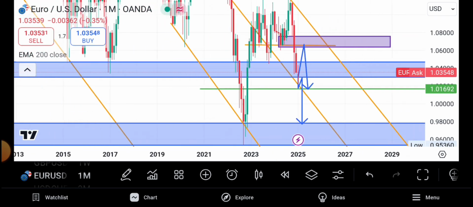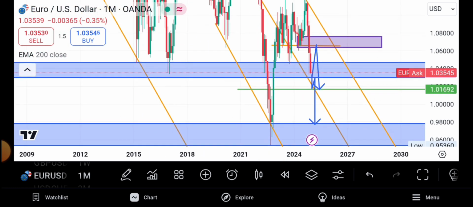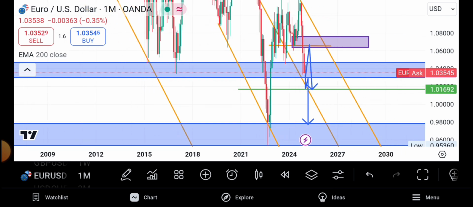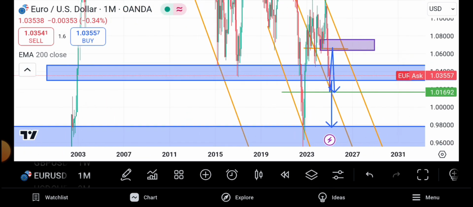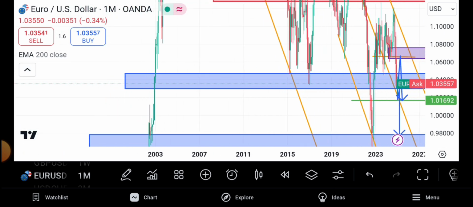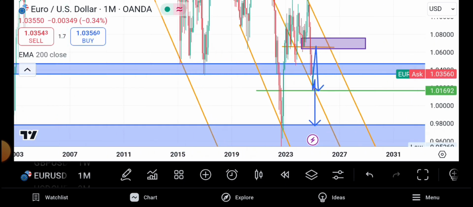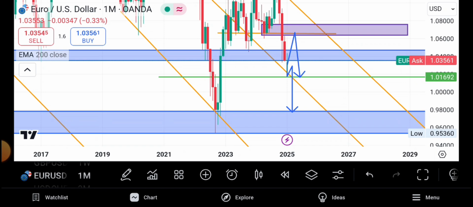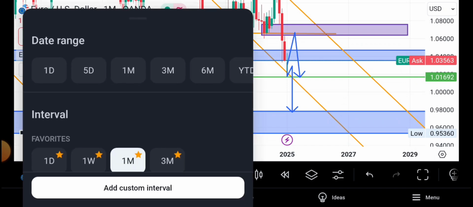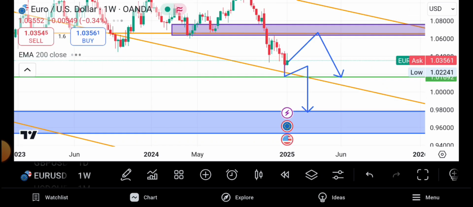So let us now minimize all these areas, because we drew them in the higher time frame. We are going to minimize them as we go to the lower time frame. So let us go to the weekly time frame, where all of us can now see.